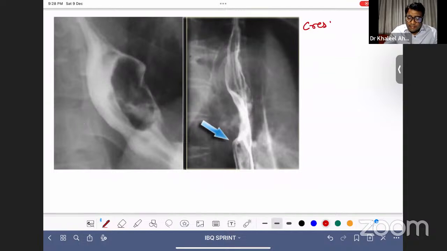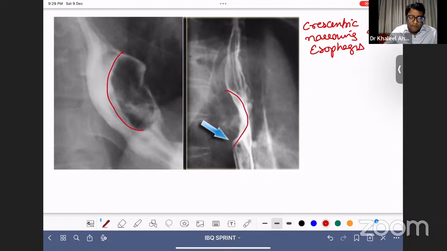Where are you getting this crescentic narrowing of the esophagus? Crescentic narrowing that you see in the esophagus. And you can sometimes see calcifications also. When you do a CT scan in this area, you may see calcification also. Anybody? What is this? A crescentic narrowing in the esophagus on a barium swallow image. Anybody can answer this? Calcifications are there on CT scan. What do you think this would be?